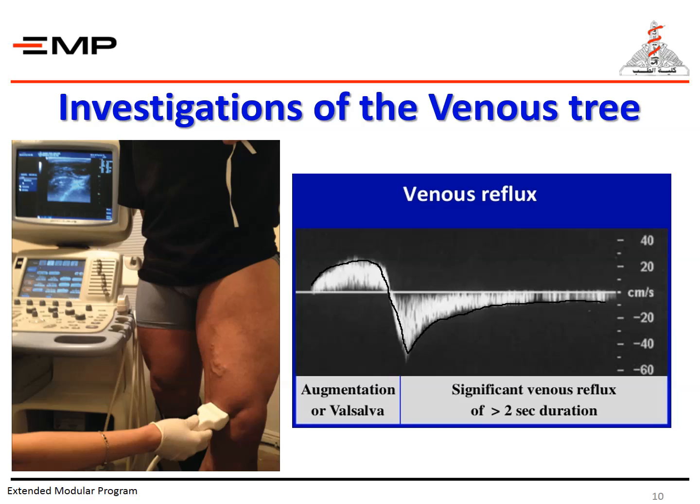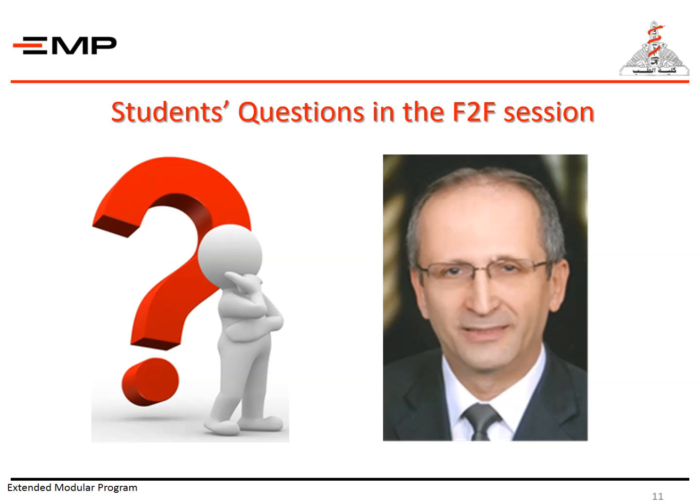In special situations, namely the examination of the inferior vena cava and the intrathoracic veins, duplex images are not accurate. CT angiography can help in these situations.